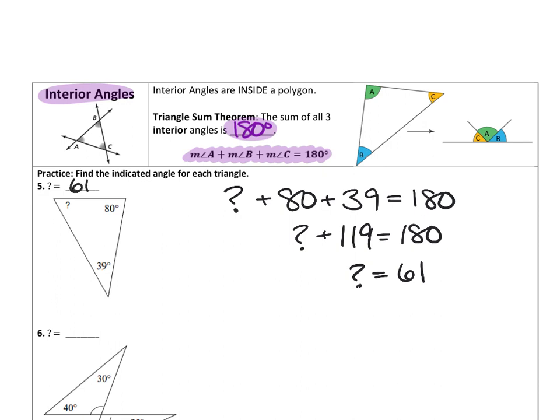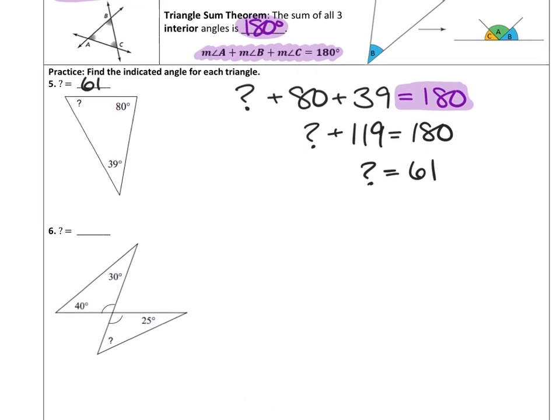Now you might be thinking to yourself, Miss Quigley, you wrote a whole equation just to subtract two numbers from 180 to figure out what's missing? Yeah, I did. If you see it as 180 minus 80 minus 39, you would get 61. But because some of the other problems are going to require us to write an equation and solve, I wanted to get you used to seeing the equation. But again, every single time, what do those angles add up to? 180.